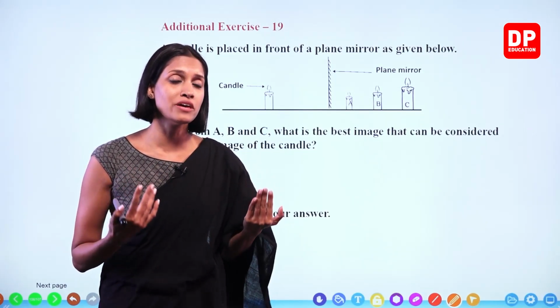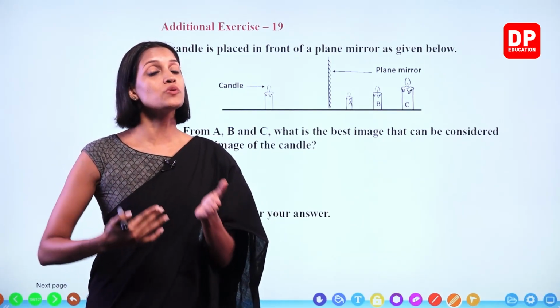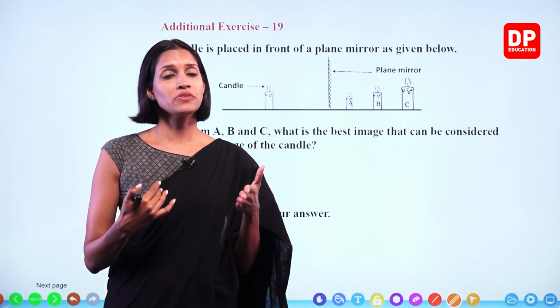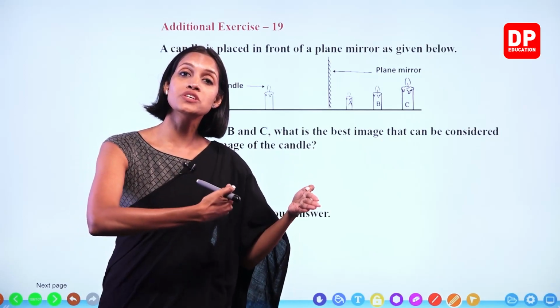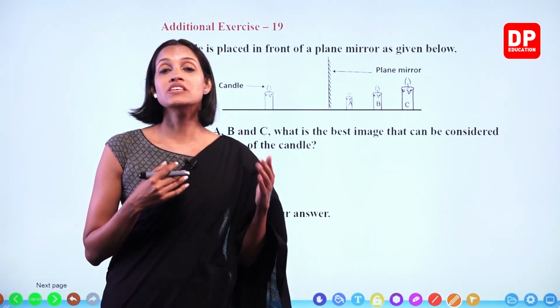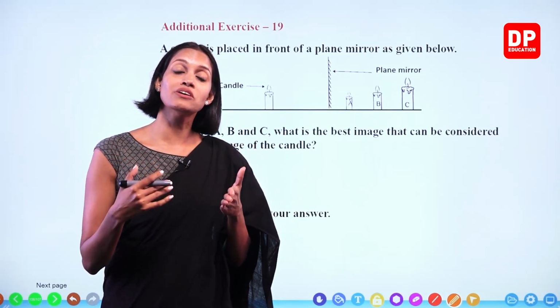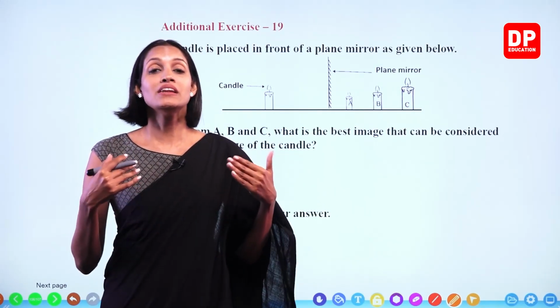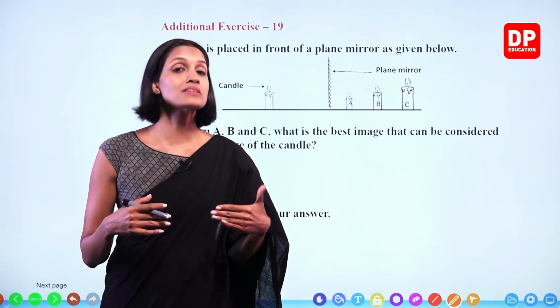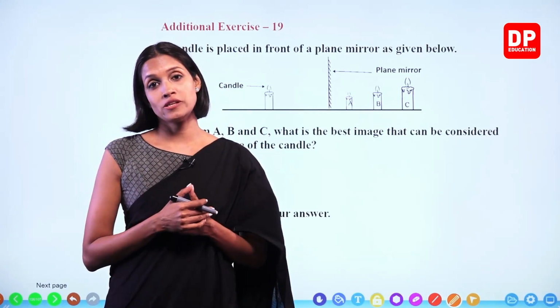What is the meaning of image distance? The distance between the image and the mirror. What is the meaning of the object distance? The distance between the object and the mirror. So the distance between the image and the mirror is equal to the distance between the object and the mirror. And lateral inversion takes place. They are upright as well.